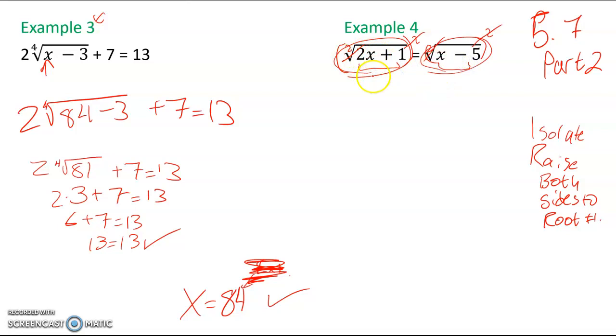So I cancel out the square root signs. I am left with 2x plus 1 is equal to x minus 5. All right, because again, I do square both sides. I just cancel out my radical symbols. I'm left with 2x plus 1 is equal to x minus 5.